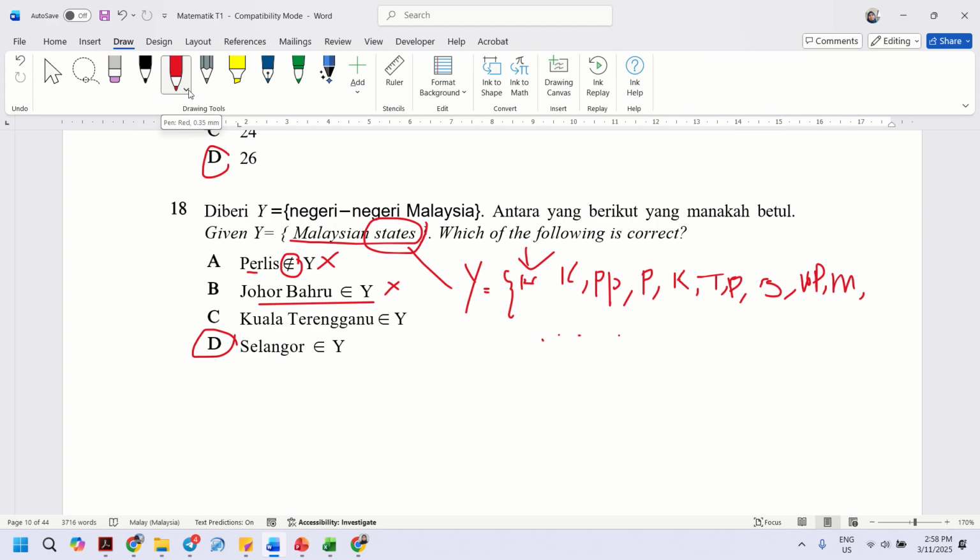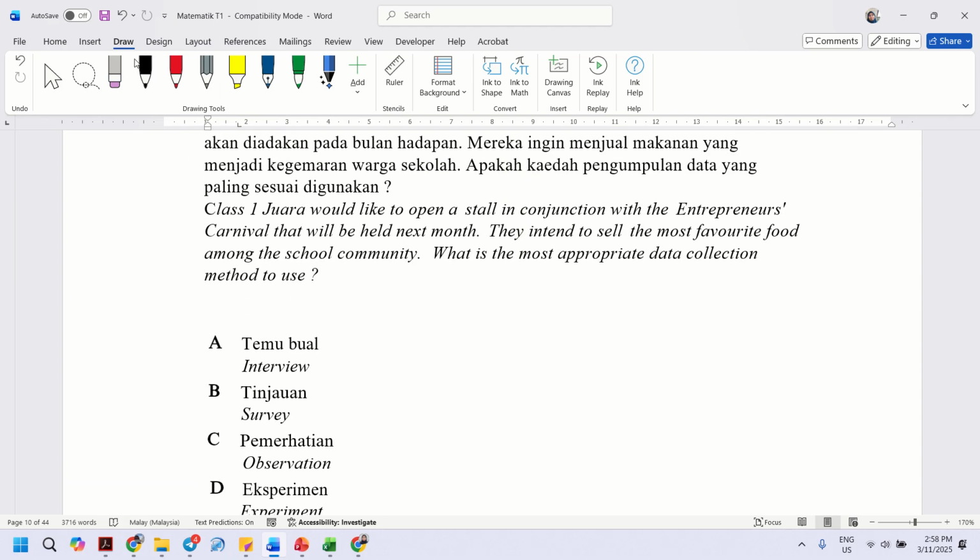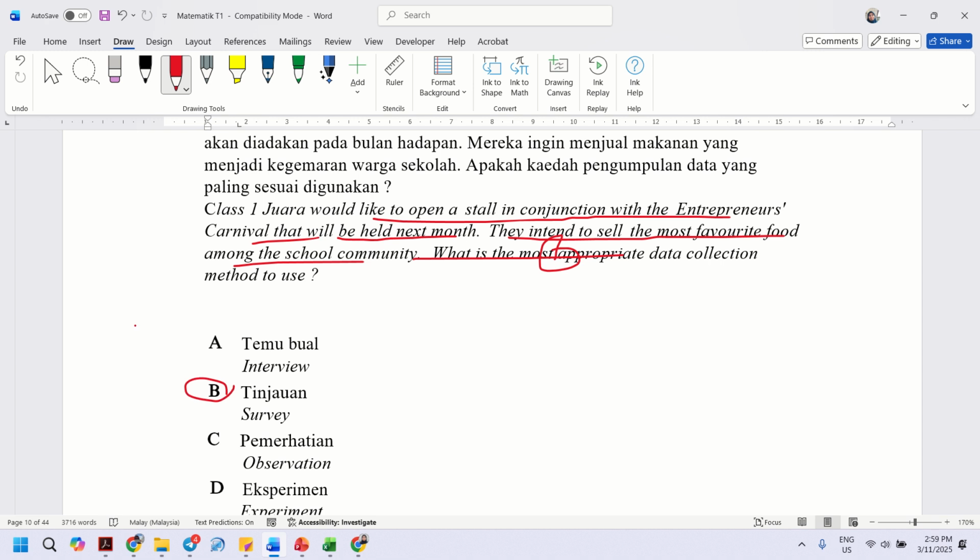Okay, next. Question 19. Class 1 Juara would like to open a stall in conjunction with the Entrepreneurs Carnival that will be held next month. They intend to sell the most favorite food among the school committee. What is the most appropriate? The most appropriate one is you make a survey. That's how you collect data to get the most favorite food among the school.